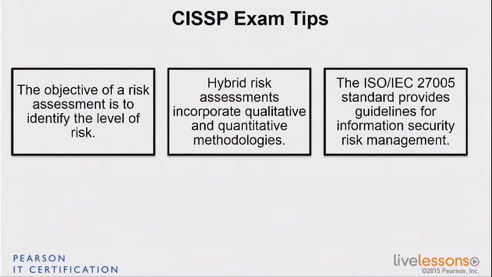So we're going to end our lesson with some CISSP exam tips. Remember that the objective of a risk assessment is to identify the level of risk. That a hybrid risk assessment incorporates qualitative and quantitative methodologies. And the ISO 27005 standard provides guidance for information security risk management.